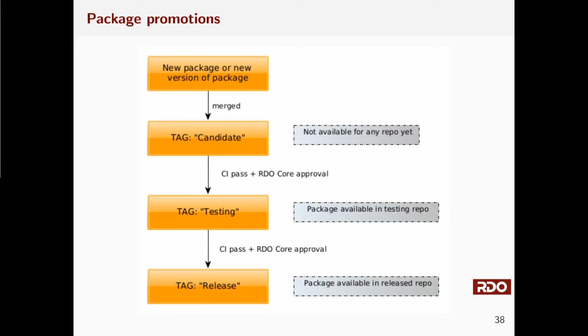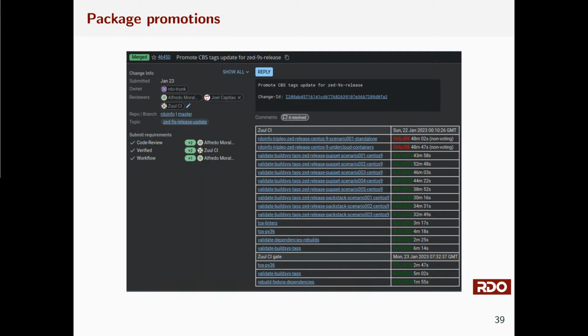And the workflow you can see here only applies to the RDO trunk repository and to the Cloud 6, which are already released. For a non-released one, the process stops at the testing phase. This is an example of a change to promotion from testing to release. Pay attention to the set of jobs which was performed here.